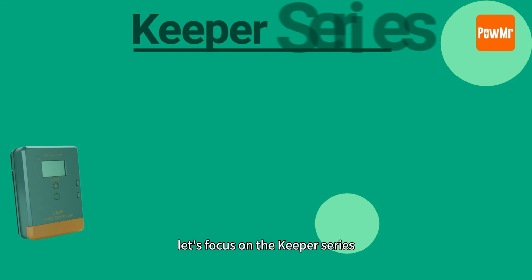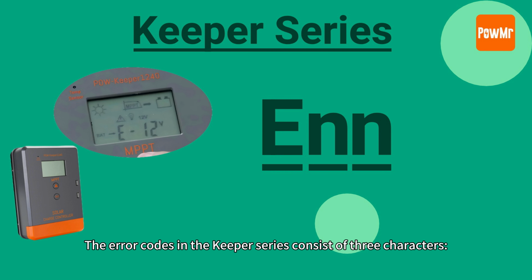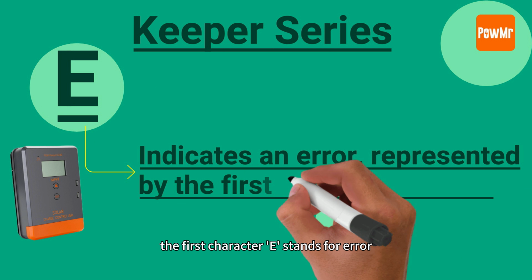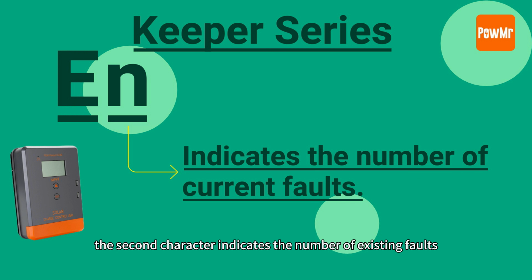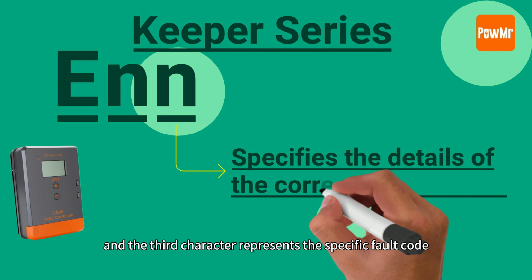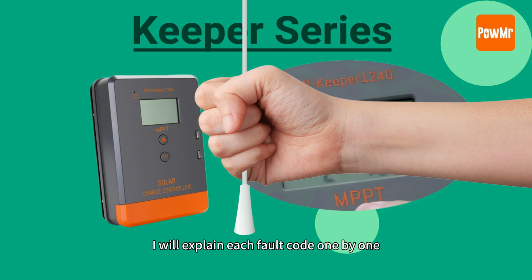First, let's focus on the Keeper series. The error codes in the Keeper series consist of 3 characters. The first character E stands for error, the second character indicates the number of existing faults, and the third character represents the specific fault code. I will explain each fault code one by one.